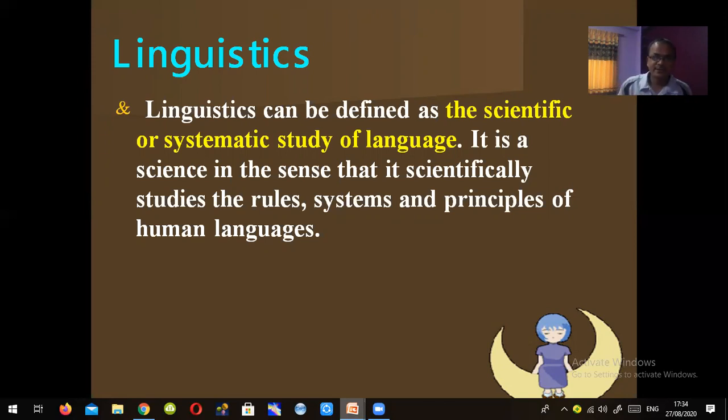You have heard, you have read, and earlier also we tried to discuss linguistic studies, language. So let's see what ideas are mentioned here. Linguistics can be defined as the scientific or systematic study of language. So it is a science in the sense that it scientifically studies the rules, system, and principles of human language.